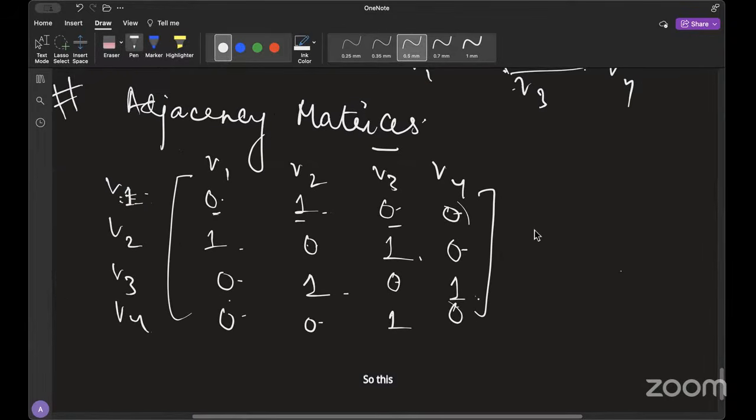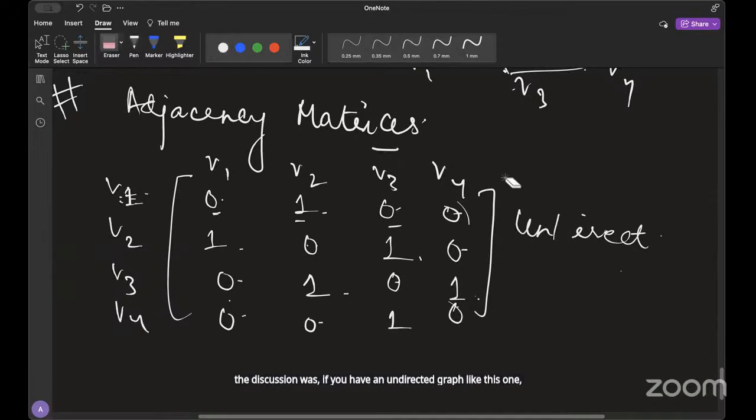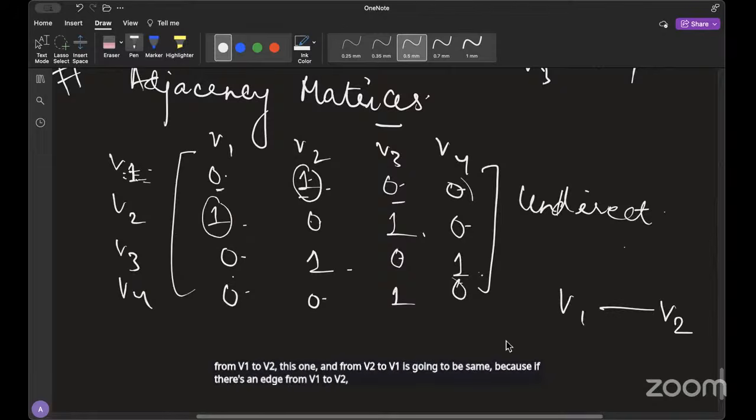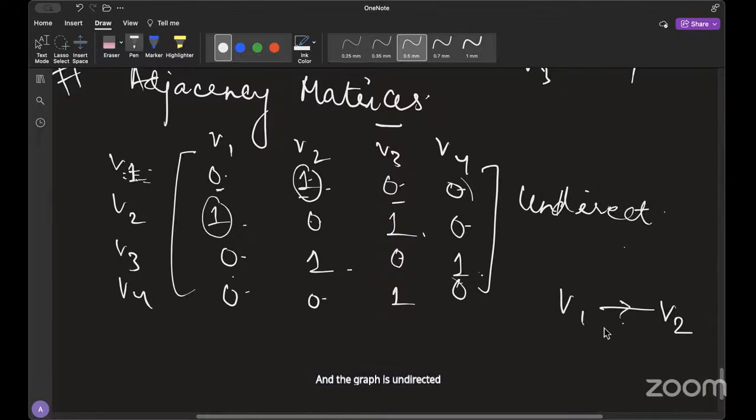So this was what I meant here. The entire point of this discussion was, if you have an undirected graph like this one, then the entry from V1 to V2 and from V2 to V1 is going to be the same, because if there's an edge from V1 to V2 and the graph is undirected, that means it does not have directions. It's considered both ways, from V1 to V2 and V2 to V1, right?